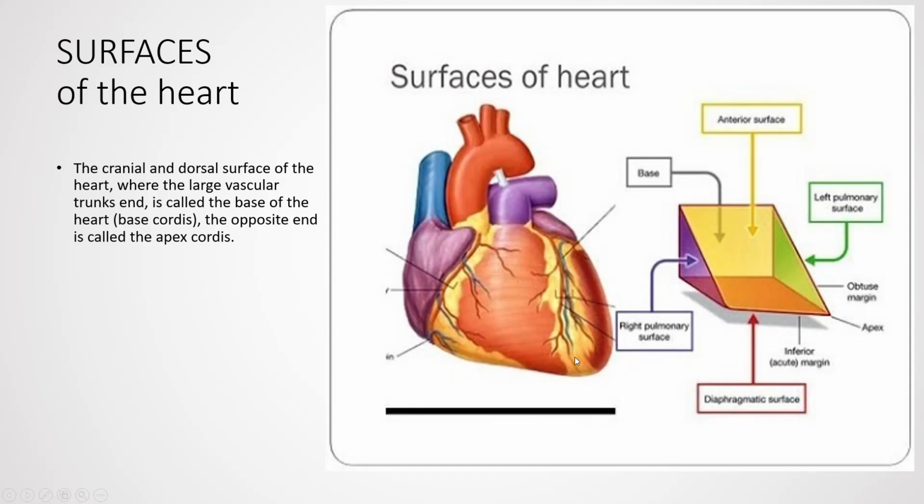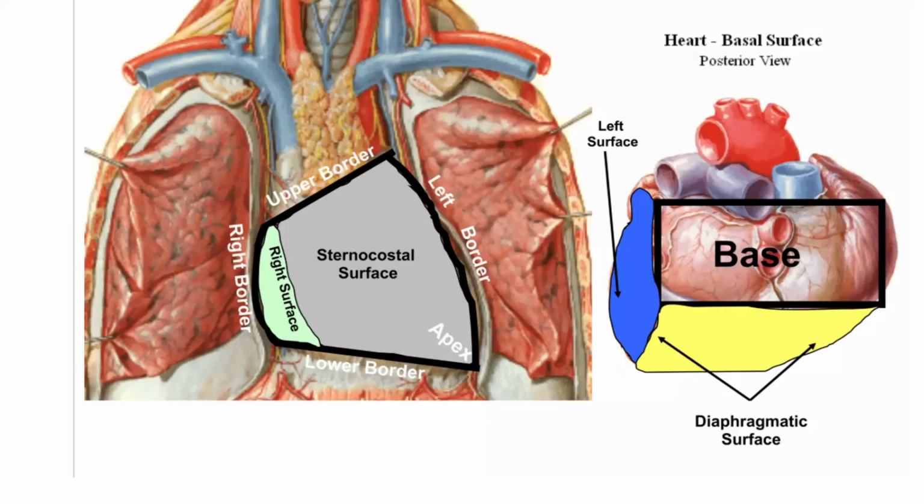The cranial and dorsal surface of the heart, where the large vascular trunks are, is called the base of the heart, basis cordis. The opposite is also called the apex cordis. Here we see the base, the back part. It's where the vena cava superior, the aorta, and the pulmonary trunk start. That is the start, and then when we have the vena cava inferior and the diaphragmatic part, that is where the base ends.